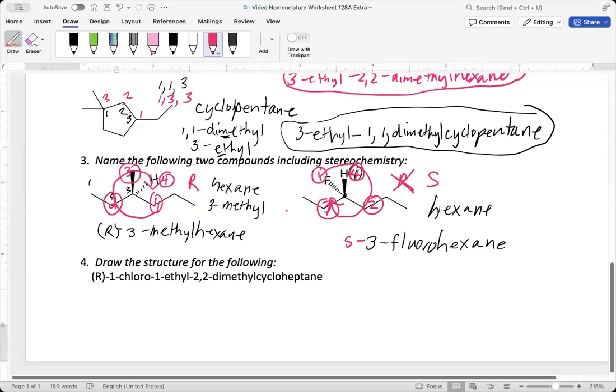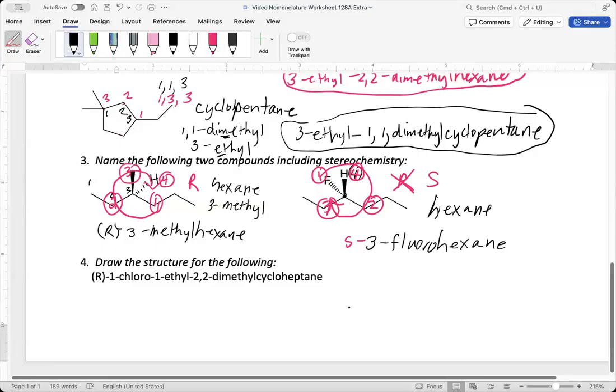Okay, in the first example, the hydrogen was pointing back, and so we just assigned the configuration, and what we got was R. In the second example, the hydrogen is pointing out at us, so we assigned the configuration, which was R, but we took the opposite. That's a little trick. Okay, so we've got S-3-fluorohexane.